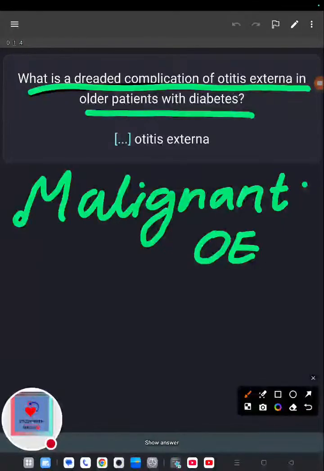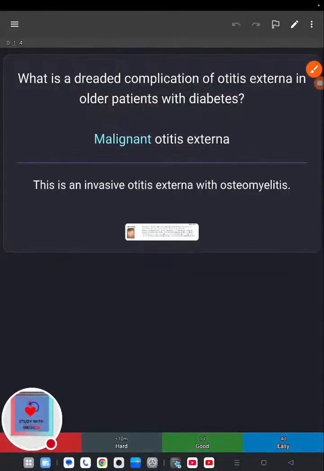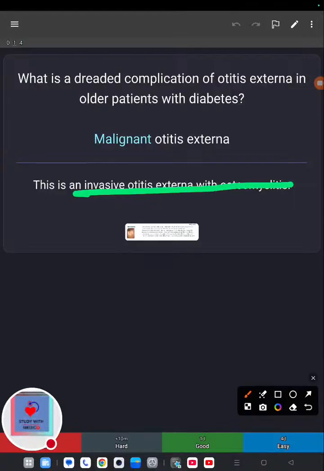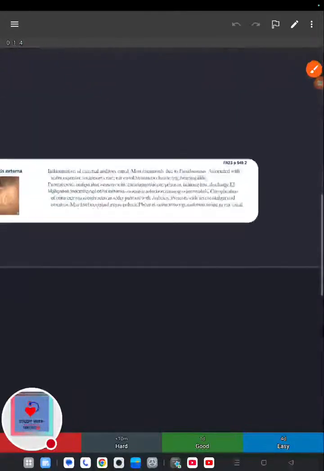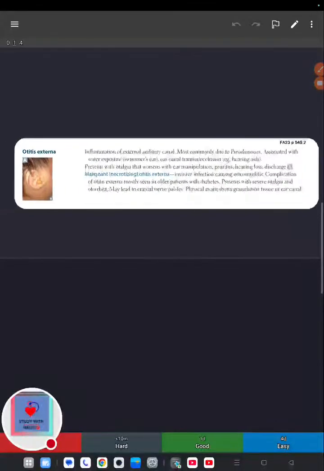Because of diabetes, there is uncontrolled infection, and due to which there will be involvement of the bones also. Okay, and so this will lead to the more complicated thing. This is an invasive otitis externa with osteomyelitis. Bones will be involved, that is called osteomyelitis. Nerves will be involved, so there will be loss of sensation and all.